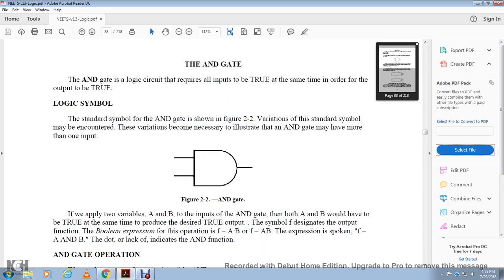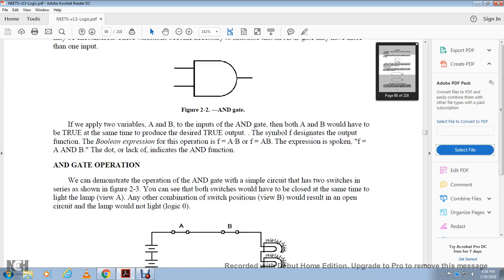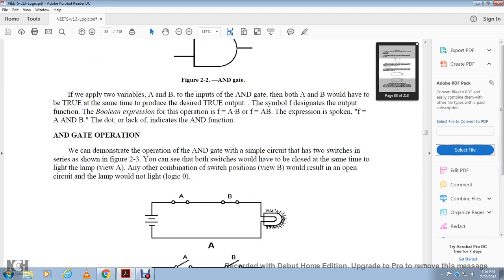With two variables, A and B, as the inputs for the AND gate, both A and B would have to be true at the same time to produce the desired true output. The symbol F is designated for the output function. The Boolean expression for the operation is F equals A times B, or F equals A and B. The dot indicates the AND function, the AND gate operation.